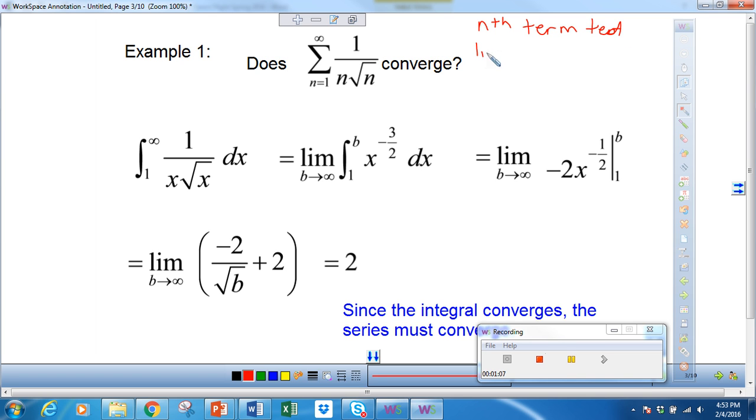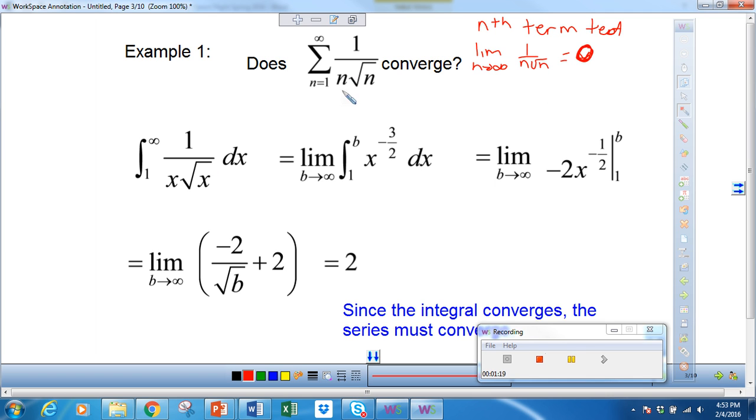So we want to look at the limit as n approaches infinity of 1 over n square root of n. And we can see that when we take this limit, that's equal to 0. And since the limit goes to 0, that means we need to do another test. If the limit had been 1 or 2, then we know it would diverge and we could stop. But since the limit is 0, we'd have to do another test.